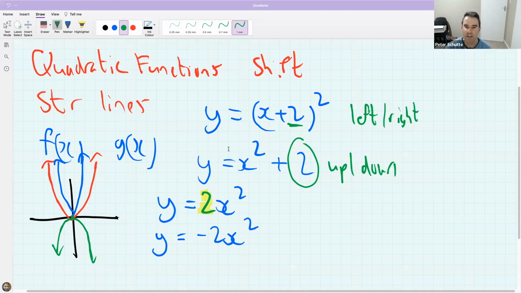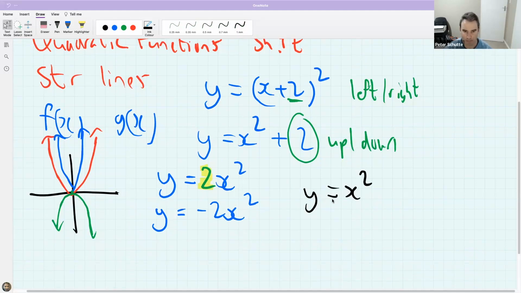Okay, so the things that you need to know about going from a basic parabola, the simplest parabola in the world, y equals x squared: if you add a number on at the end, it can go up or down. If you add a number to the x, you can go left or right. And if you put the number in front, that makes it steeper.